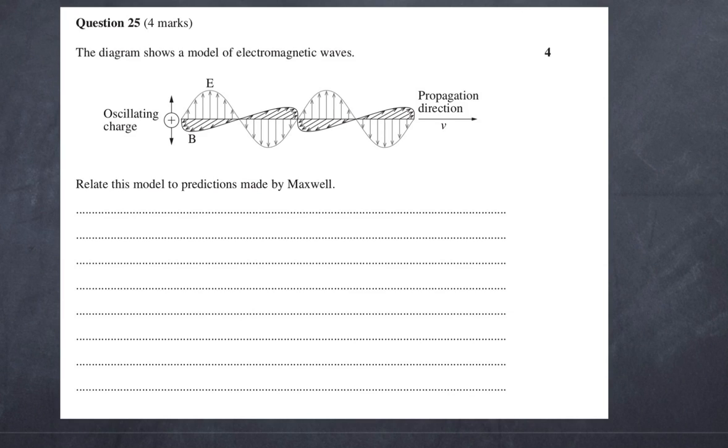Our next question, 25, really involves the model of electromagnetic radiation as predicted by Maxwell. So this diagram shows this model, and then we have to relate this model to the predictions made by Maxwell. Before you start writing, understand what this model is saying. So let's go through it. We have here an oscillating charge. Now, charge has an electric field. That means as the charge oscillates up and down, it produces an oscillating electric field.